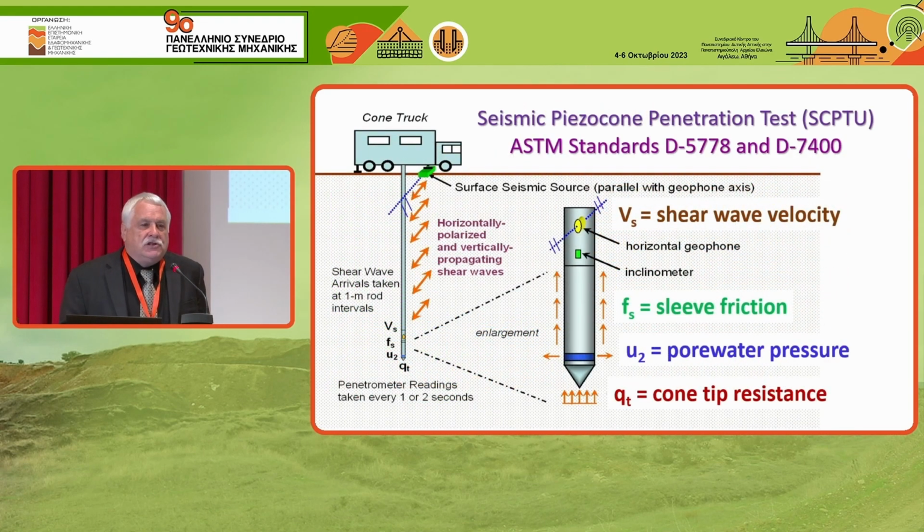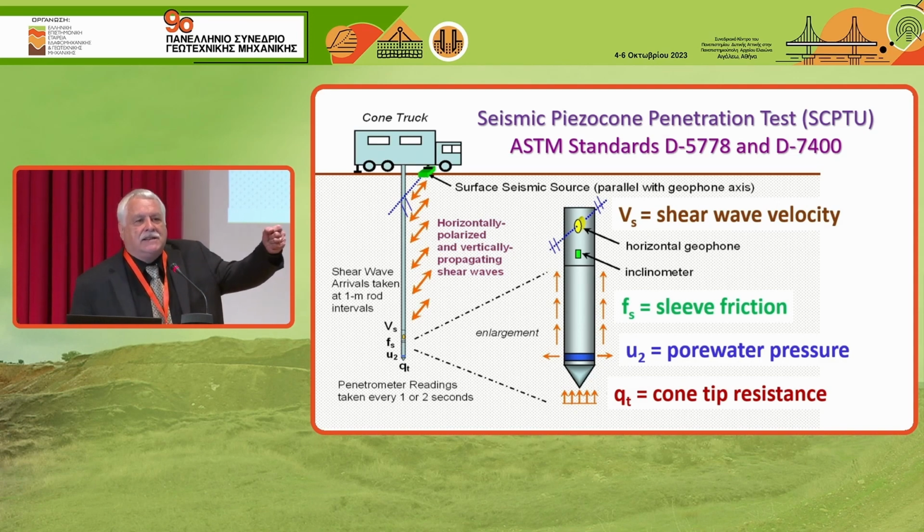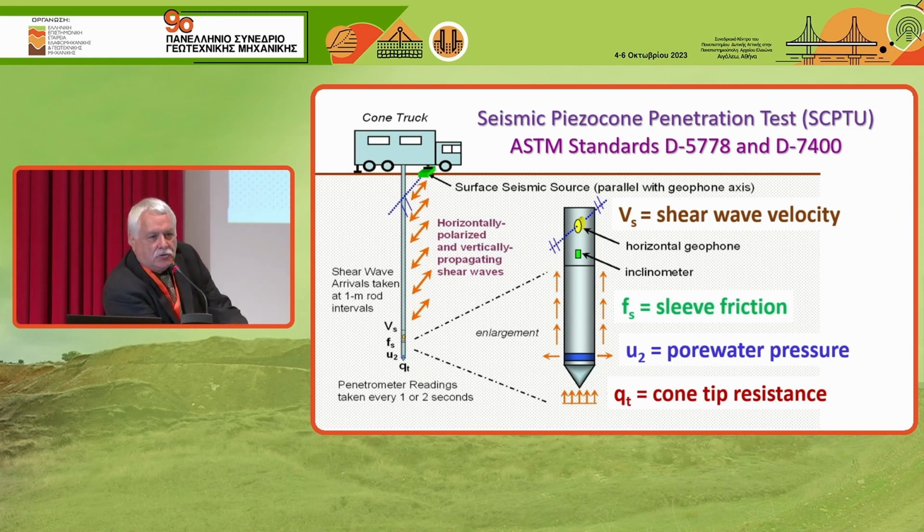Or we could just put a geophone in the cone penetrometer, and as we're pushing it, we have to stop and regrip the rods every 1 meter. That takes about 15 seconds to regrip to start pushing again. And it only takes 100 milliseconds to send a wave from the surface down to the cone penetrometer.